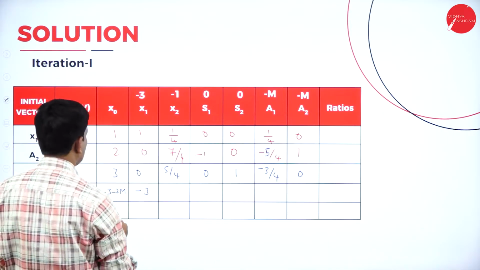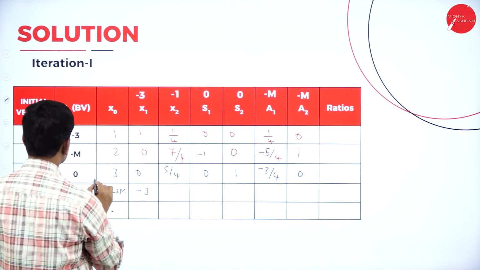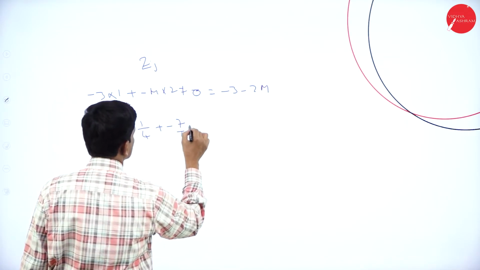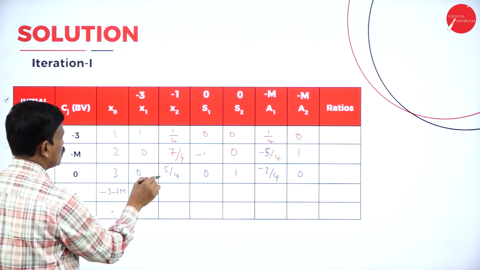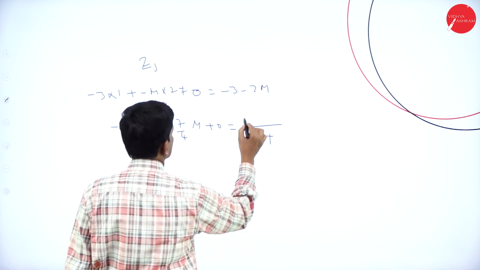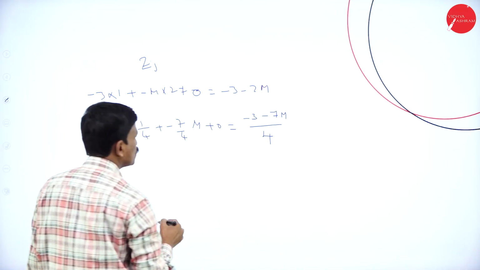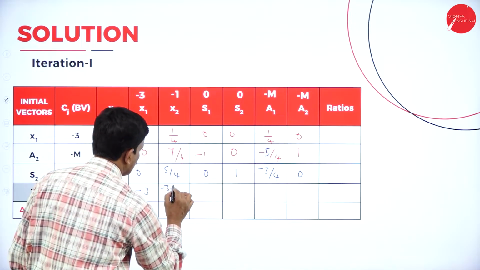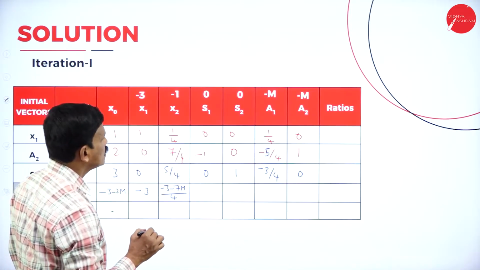Minus 3 into 1 by 4 plus minus M into 7 by 4, that is minus 7 by 4 M. Then 0 into this is 0. So take LCM, 4 is the LCM, minus 3 minus 7M. So this is minus 3 minus 7M divided by 4. Okay. Next.